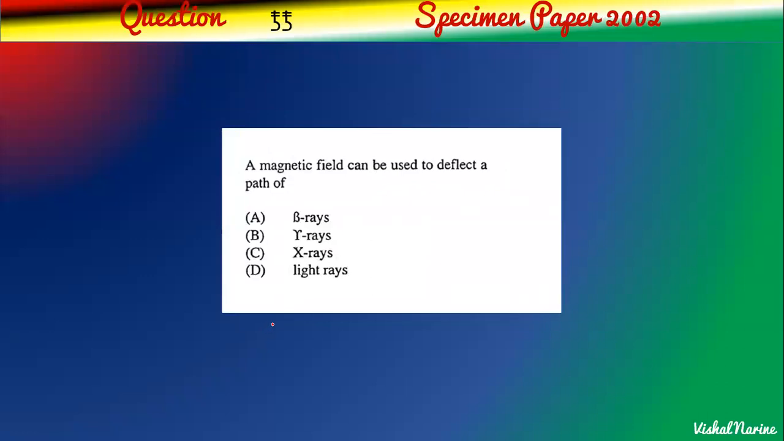55, a magnetic field can be used to deflect a part of the X-ray, sorry, gamma rays, X-rays, and light rays. Those are neutral, so they will not be deflected. But the beta rays will be deflected because they are negatively charged. So it has a charge actually, so it is going to be deflected.